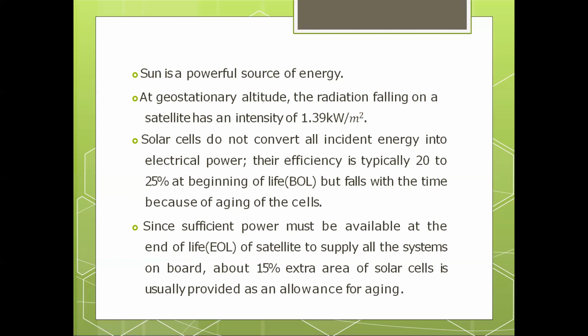Because of aging cells and the pitting of surfaces by micrometeoroid impacts, sufficient power must be available at the end of life. That is simply called EOL. Therefore, if in the satellite system we take boundary limits, that is the BOL and EOL, then between BOL and EOL a sufficient extra solar energy is provided to the satellite, depending upon the aging factor of the particular satellite.